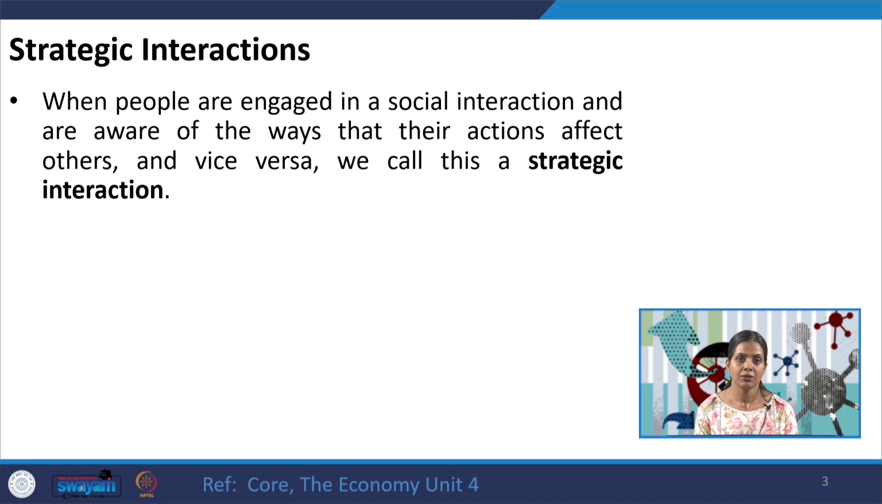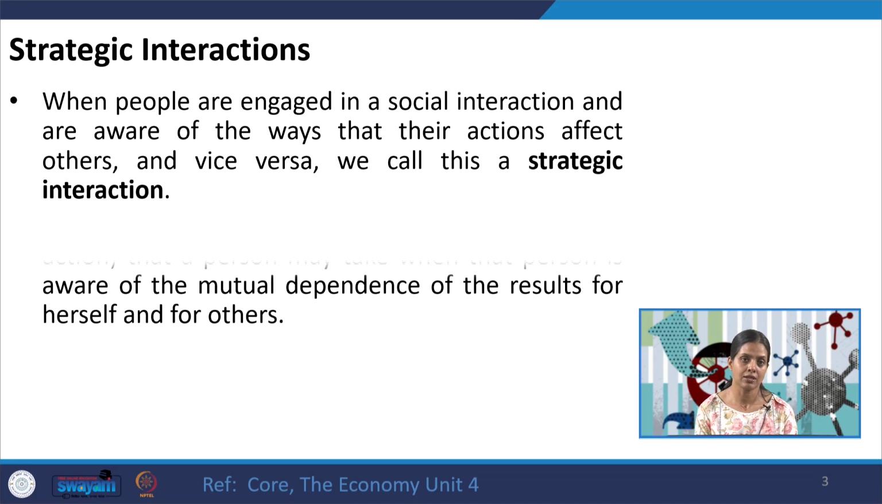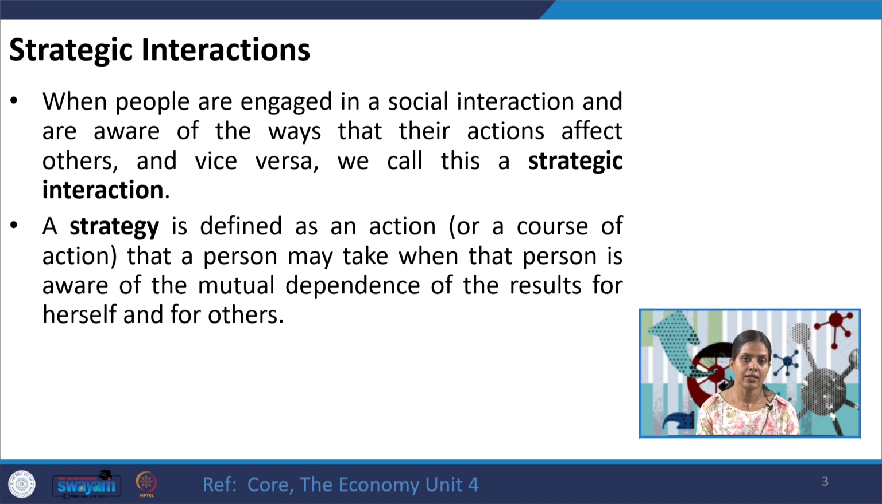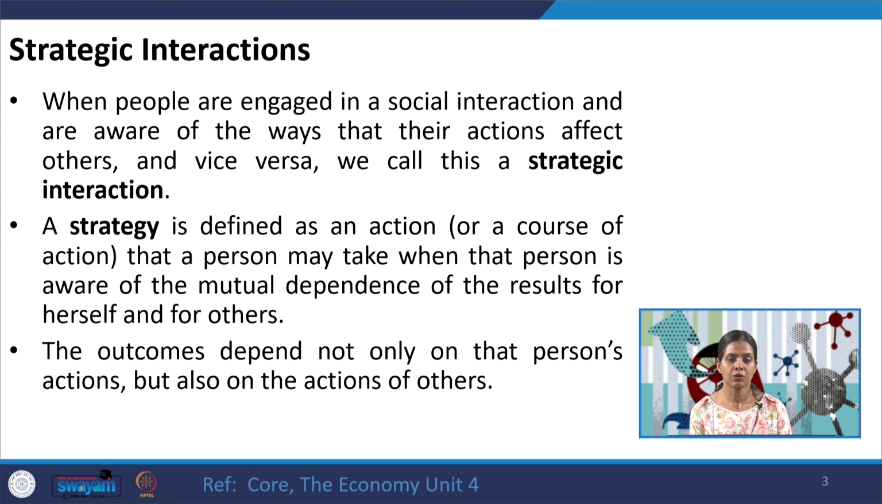So, first of all, trying to define strategic interactions. When people are engaged in a social interaction and are aware of the ways that their actions affect others and vice versa, we call this a strategic interaction. A strategy is defined as an action or a course of action that a person may take when that person is aware of the mutual dependence of the results for herself and for others. The outcomes depend not only on that person's actions, but also on the actions of others, and that is why we call it strategic interaction.